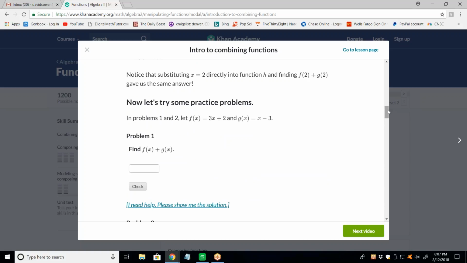All right. First of all, what's f of x plus g of x? Let's see. So it would be, so f of x plus g of x is equal to 3x, no wait, 4x minus 1. Good. 4x minus 1. Let's see if it accepts that.